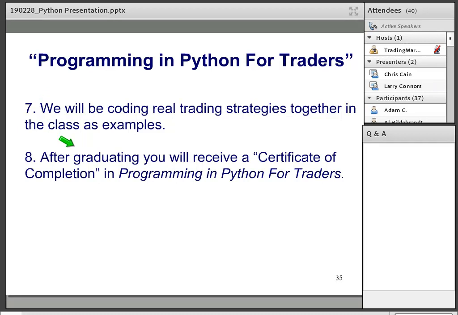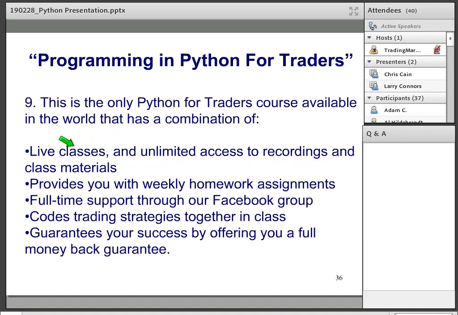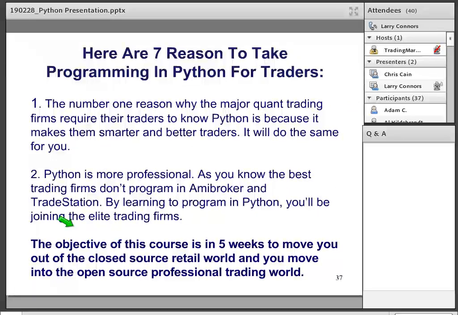Number 7, we're going to be coding real trading strategies together in the class as examples. Number 8, after graduating, you're going to receive a certificate of completion in programming in Python for traders. And number 9, this is the only Python for traders course that we know of that's available in the world that has a combination of live classes and unlimited access to the recordings and class materials. It provides you with weekly homework assignments, full-time support through our Facebook group, and code for trading strategies. You're going to code trading strategies together in class. And also, we guarantee your success by offering you a full money back guarantee. And I'll talk about what that looks like in a minute.